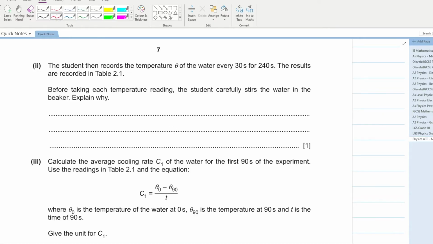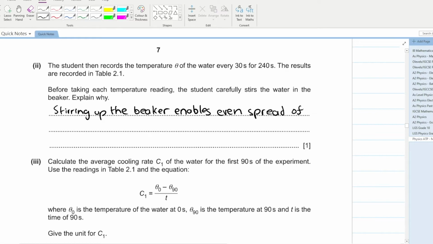Why is the case? Because, or you can rephrase it like this, stirring up the beaker enables even spread of heat throughout the liquid.